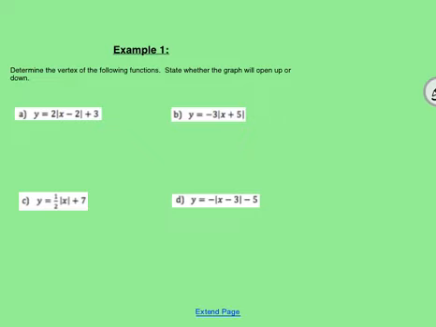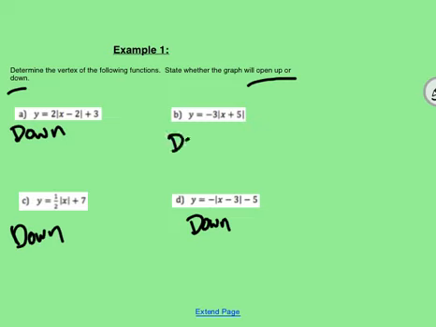So determine the vertex of the following function. State whether the graph will open up or down. I think this is really easy. I could write down, down, down, down. Let you know a little secret here.